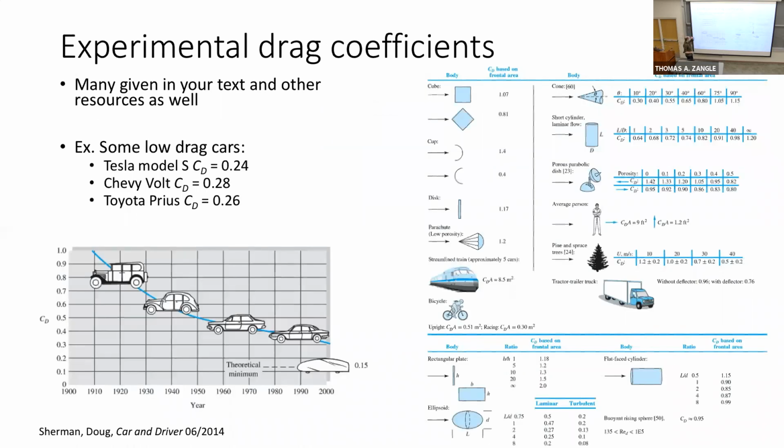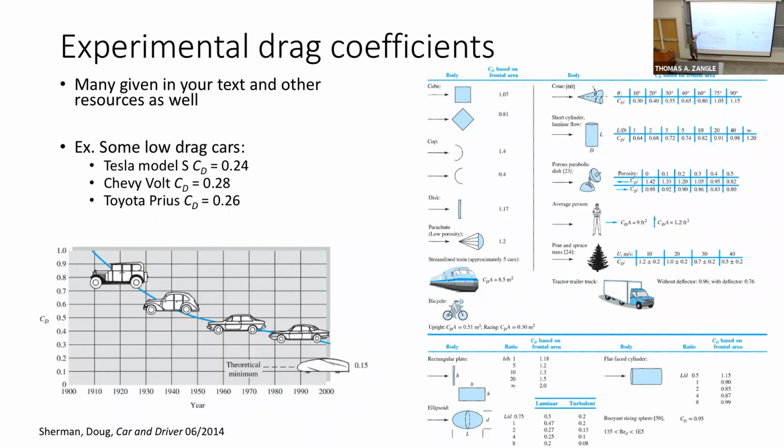And here are just some examples for low drag cars. And you can see most of these are electric cars with super low coefficient of drag, about 0.2. Because if range is one of your primary concerns, you really want to reduce coefficient of drag as much as possible. And the Tesla does really well. And I thought this was interesting.